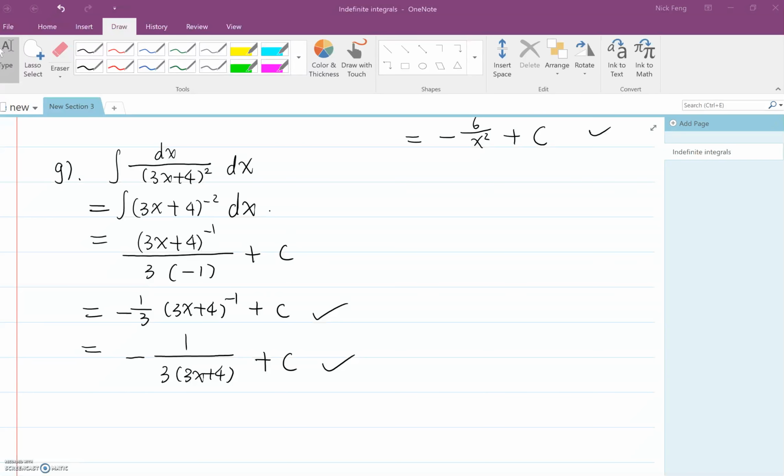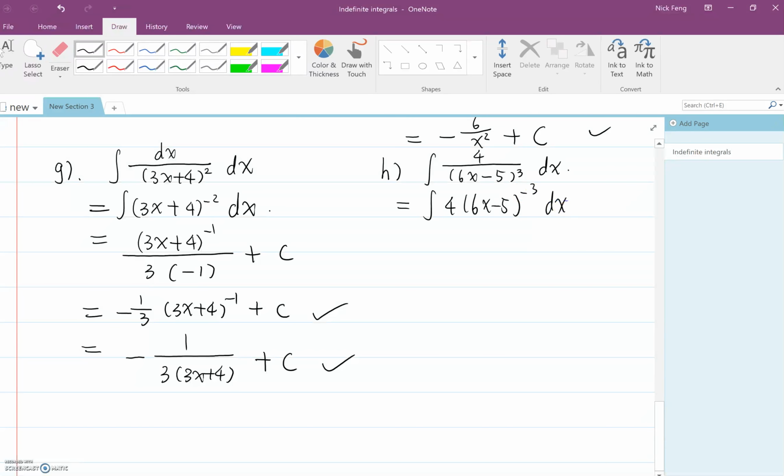Now, we have done one of using this indefinite integral rule about complicated function. Let's do another one. For example, if I have integrating 4 over 6x minus 5 to the power of 3 dx, the first thing we need to do is to convert it to 6x minus 5 to the power of negative 3.